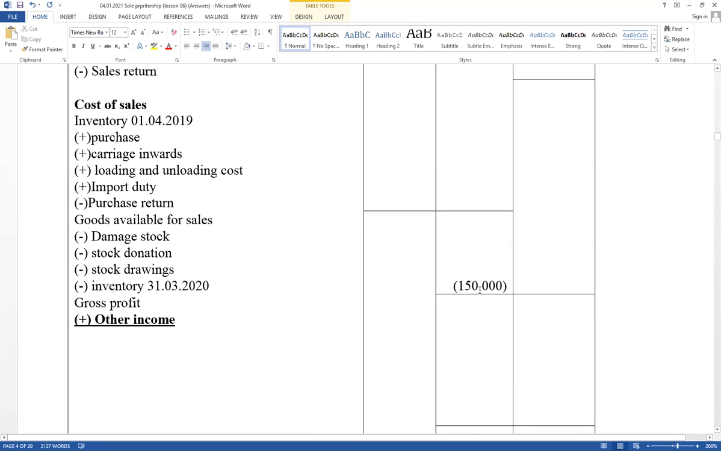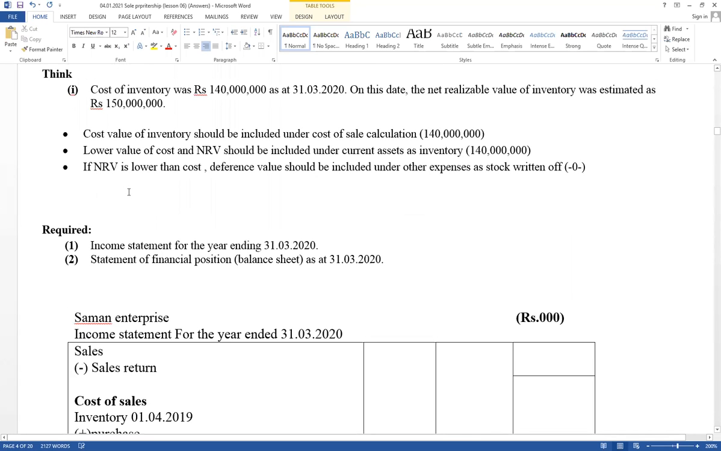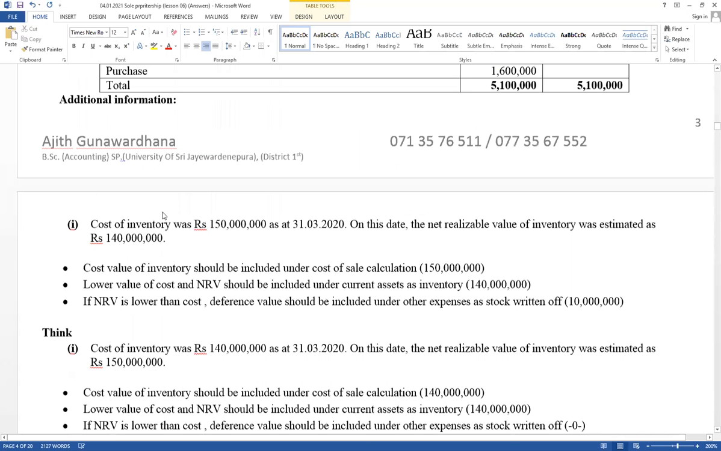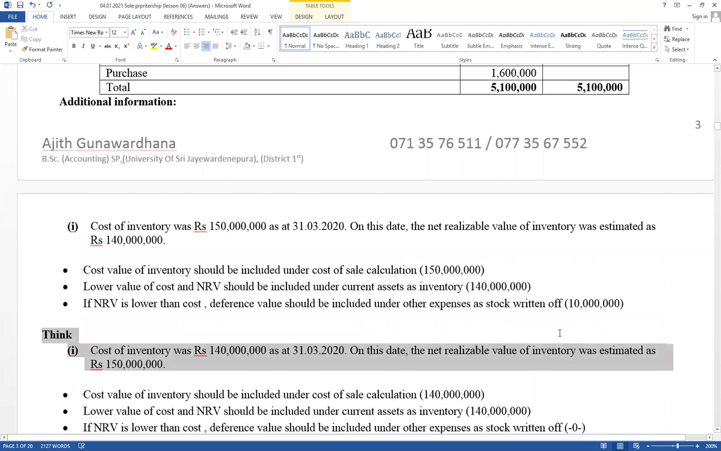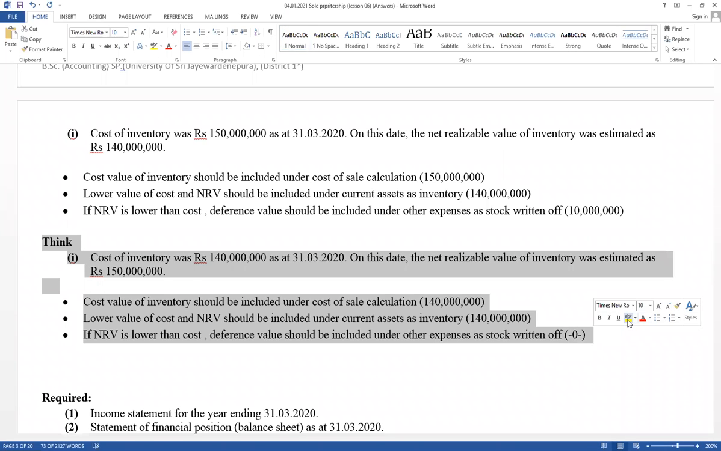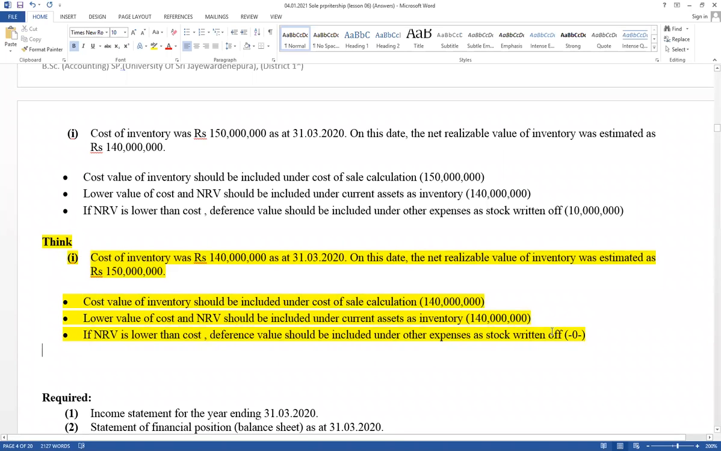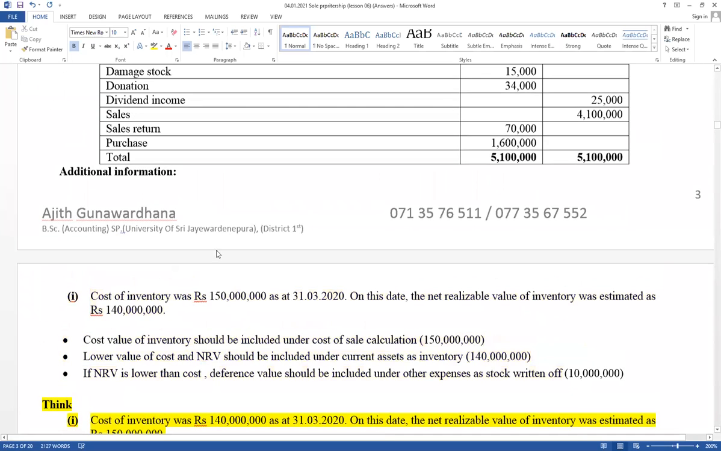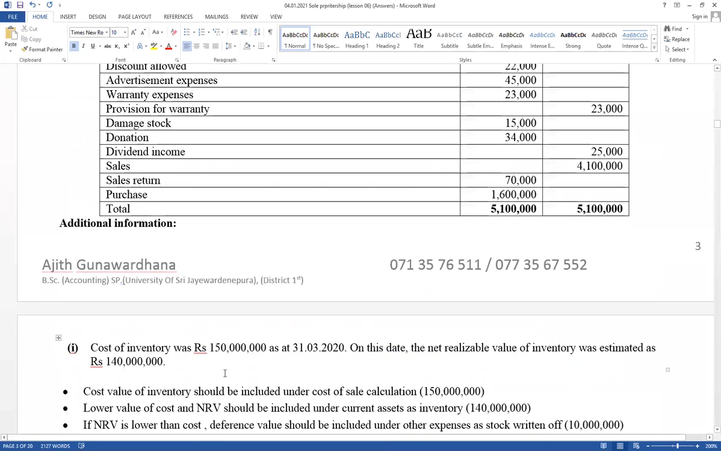Think about inventory adjustment. Like that, in the A-level paper, there are more adjustments given. In this example, only an inventory adjustment has been given. Like that, depreciation adjustment, as well as disposal adjustment, EPF and ETF adjustment, damaged stock adjustment, goods sent on sale or return basis adjustment. Those adjustments I will discuss later. In this example, only one adjustment has been given.